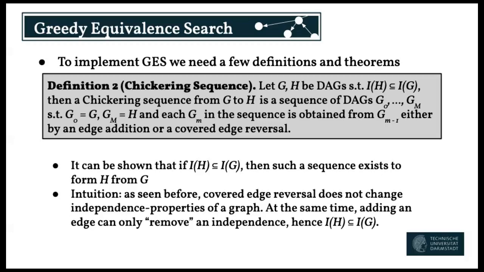And the intuition is, as we have seen, if you reverse a covered edge, then this holds in the same Markov equivalence class. And if you add an edge, this means you basically remove an independency statement, so a conditional independency, for instance, which, if you look at this relation here, tells you to pick out one of the independencies in this set of independencies. So this set gets smaller, and thus you get closer to the independency set of H, and eventually you will end up with H.